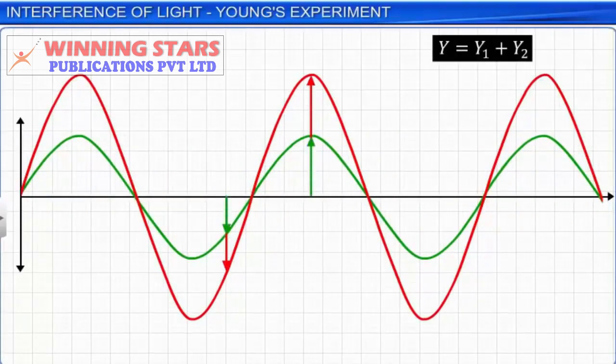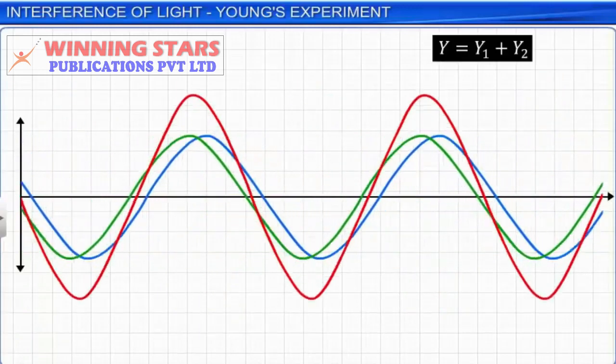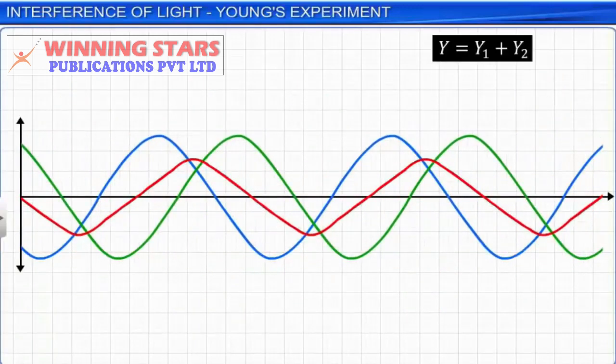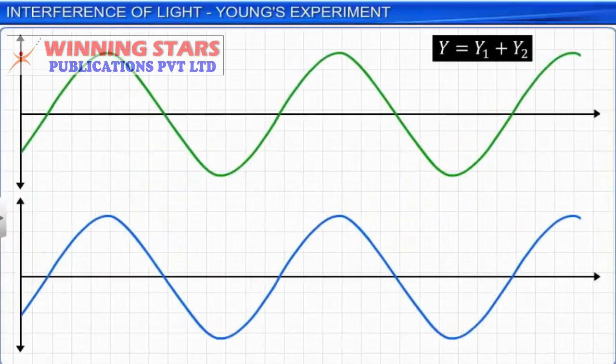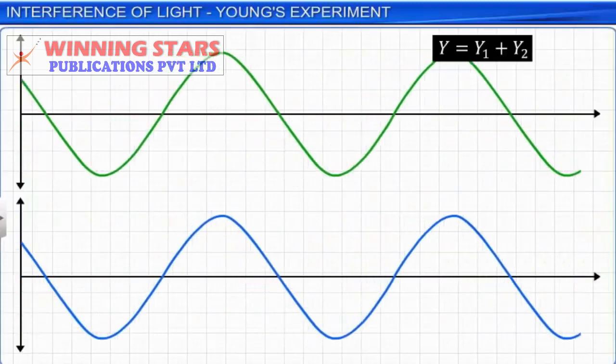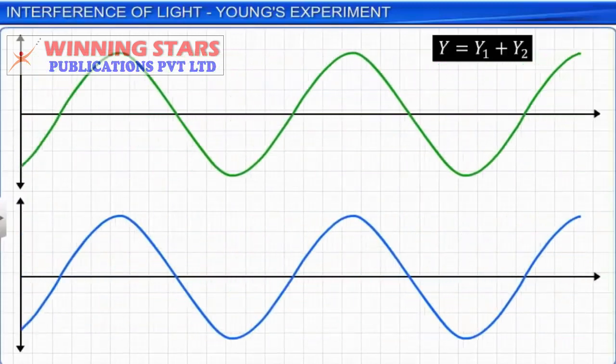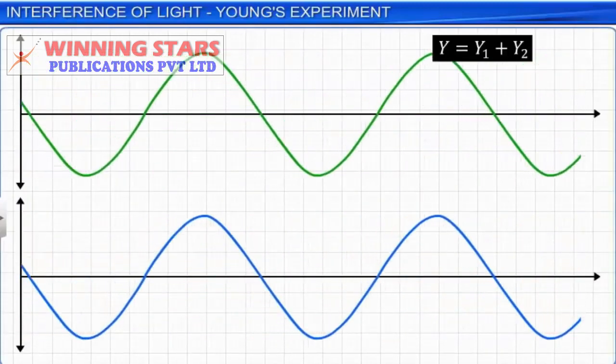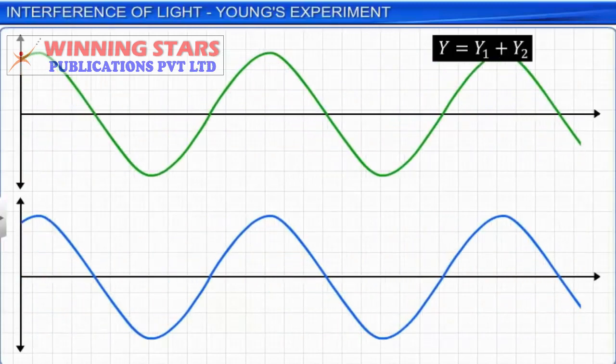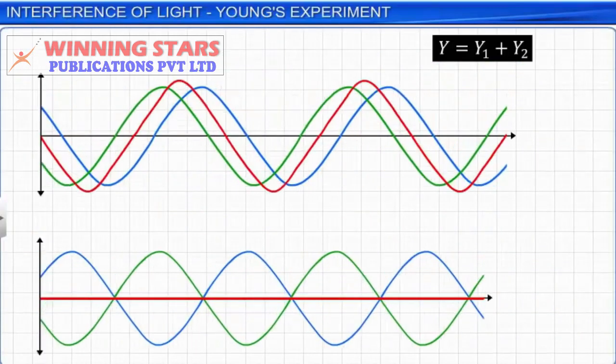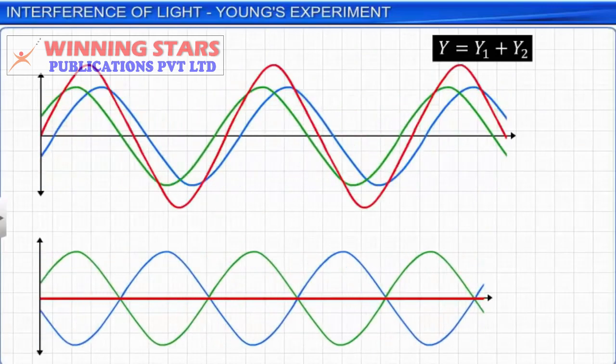two waves. For coherent sources, the waves generated by them will have the same amplitude, same frequency, and the phase difference between them is constant with respect to time. The waves from coherent sources can interfere constructively or destructively.